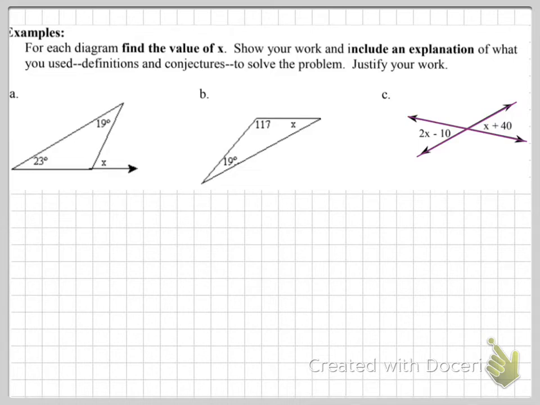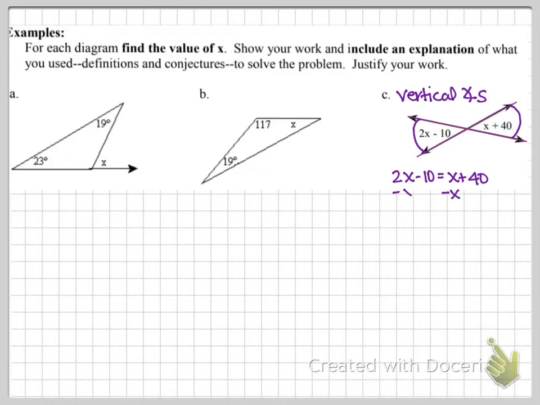So since they are opposite each other, I know that this angle here is going to be congruent to the angle in the opposite corner. So I know that 2x minus 10 is going to be equal to x plus 40. And I want to make sure that I know my reason for this as well. And that's because these angles are vertical angles. So I'm going to go ahead and fill that in. And then now we'll just solve the equation for x.